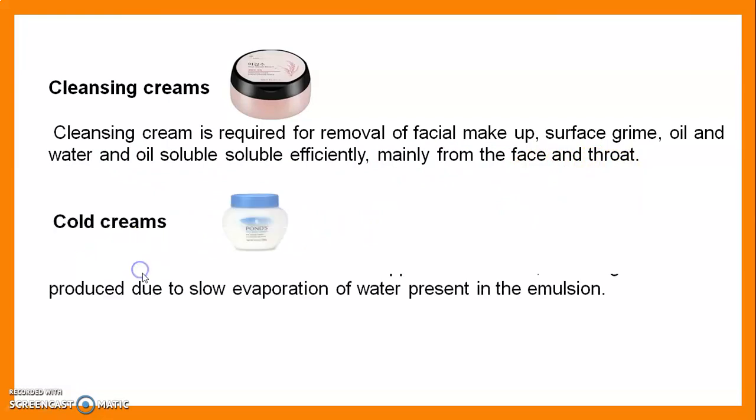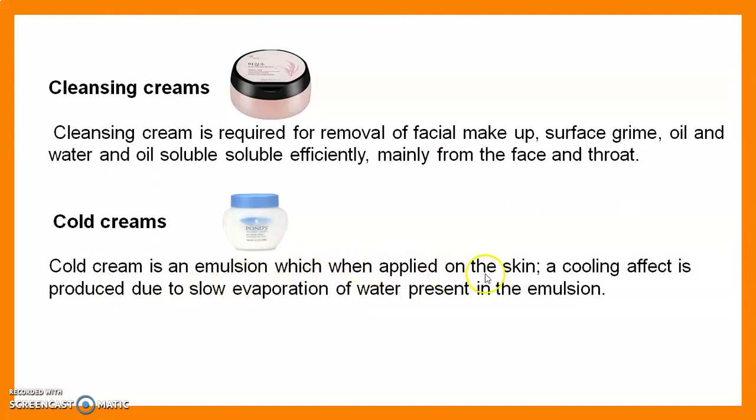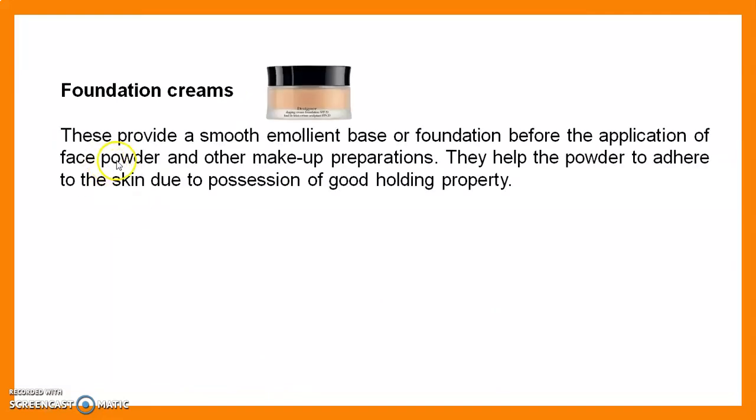Then the next one is cold cream. Cold cream is an emulsion which, when applied on the skin, a cooling effect is produced due to the slow evaporation of water present in the emulsion. This is the O/W type, that is oil in water type of emulsion cream. Then foundation cream. This provides a smooth emollient base or foundation before the application of face powder and other makeup preparations. They help the powder to adhere to the skin due to the possession of a good holding property. That's why before the makeup, let us specially use the foundation cream, or nowadays men also use.